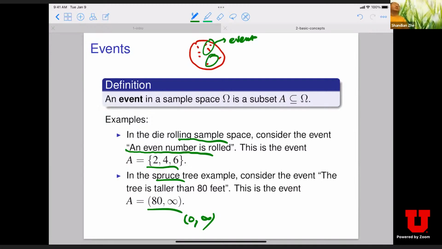Just give me a guess. You can pick up any collection of events, which are just subsets of the sample space. Okay. Any other thought?